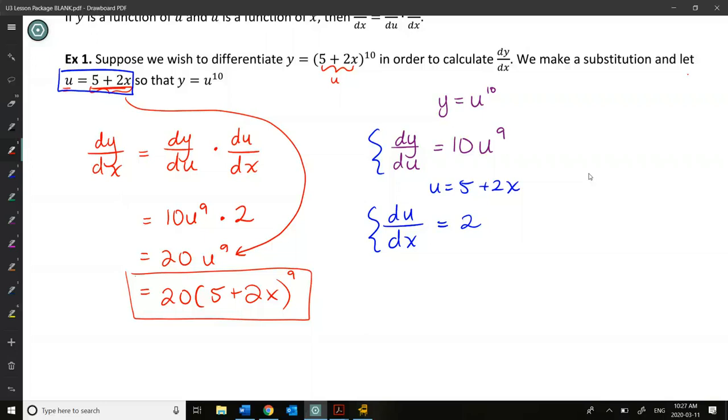Okay, so certainly we already know how to take the derivative of something like this, but we just haven't done it in this particular notation before.